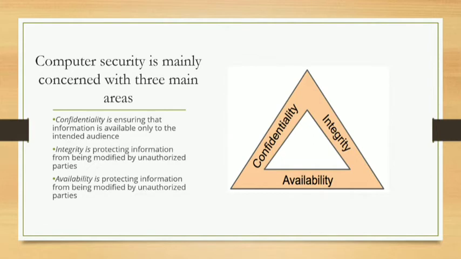You want to decide who can modify your information. So availability is protecting information from being modified by unauthorized parties also.